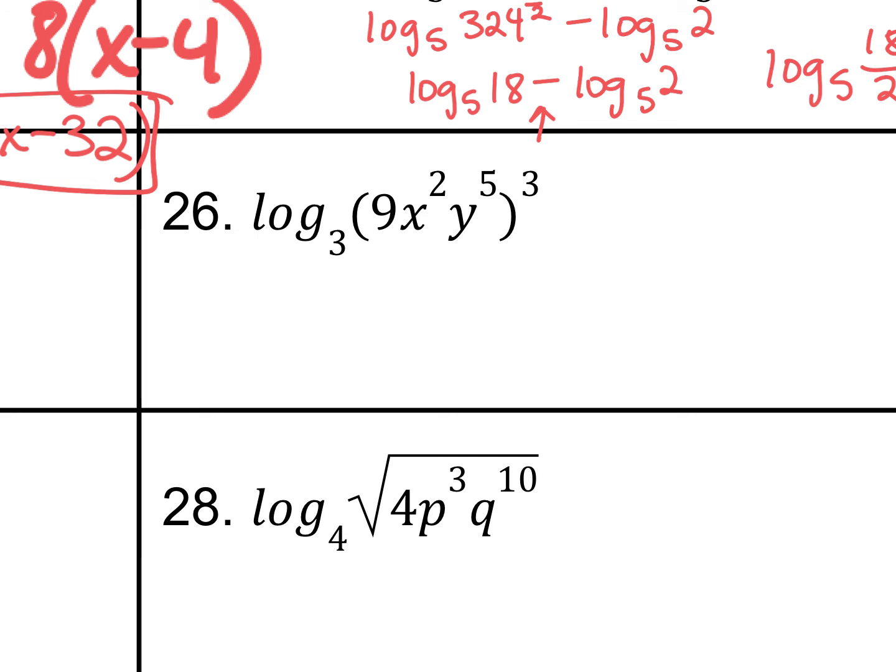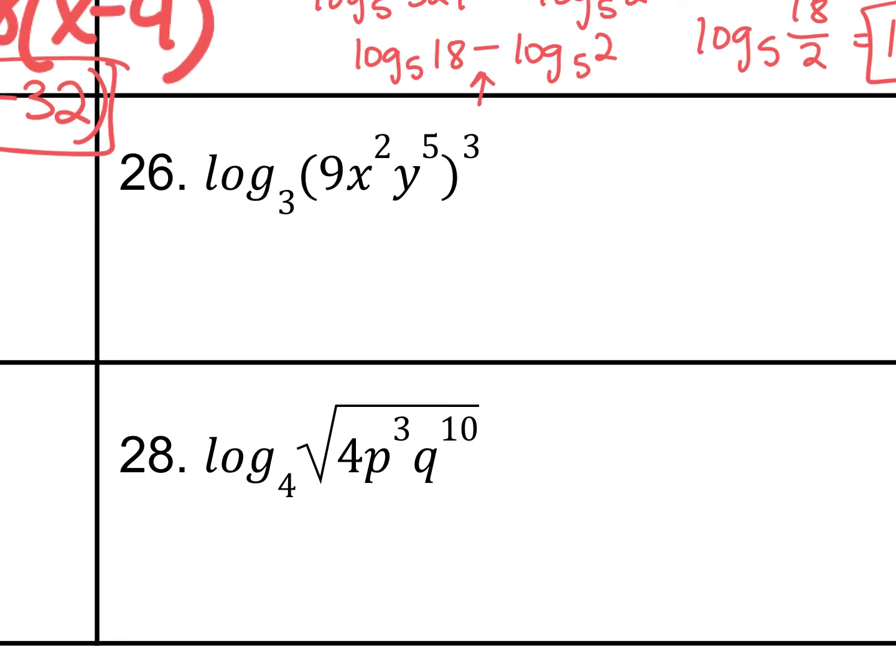So this works in reverse order. Okay. So what we want to do, we have this 3 out front. I cannot start breaking apart what's in those parentheses until I distribute this 3 out. So when I do that, I get log base 3 of 9 to the 3rd, x to the 6th, because again we multiply powers, y to the 15th. Okay, now I'm able to start breaking this apart.